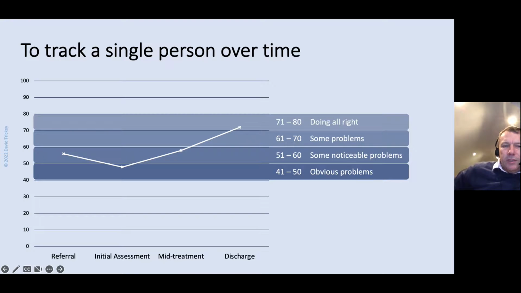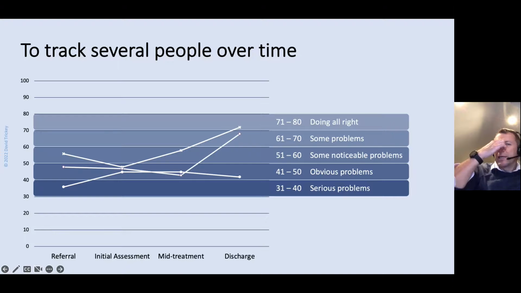When it comes around to the initial assessment, you might actually have a better idea of what's going on for them, so you might have a more accurate rating, or things might have got worse for them, and it might be in the lower banding there of obvious problems. Then halfway through your work with them, maybe things are getting a bit better, but still some pretty noticeable problems. And then when it comes to discharge, they're up there in the doing all right banding of 71 to 80.